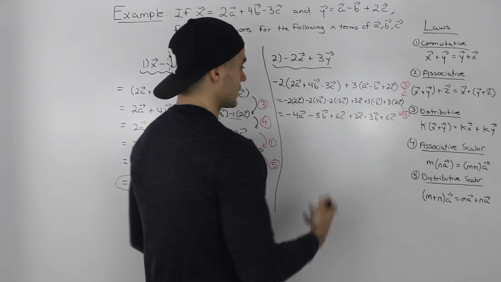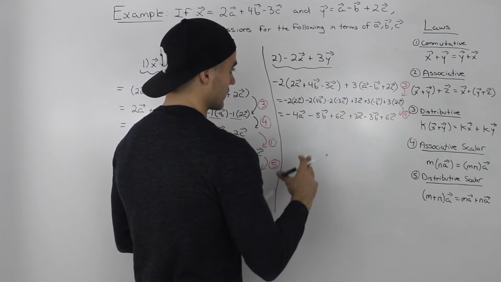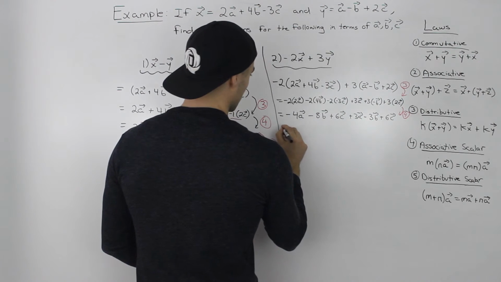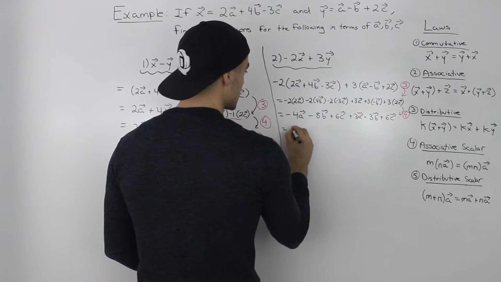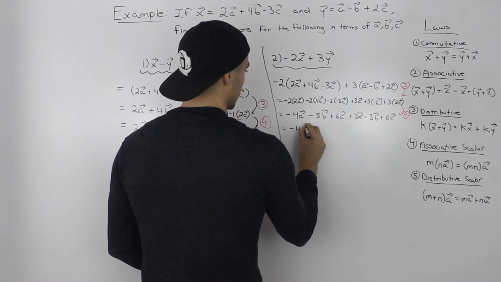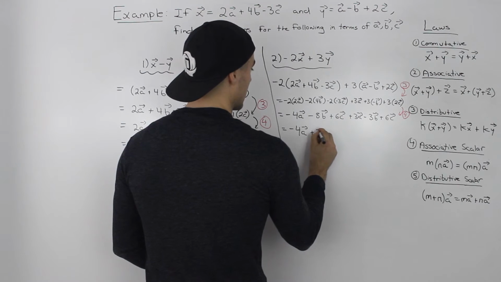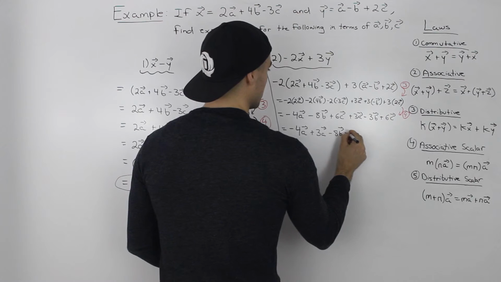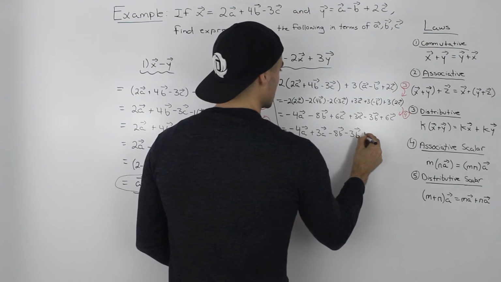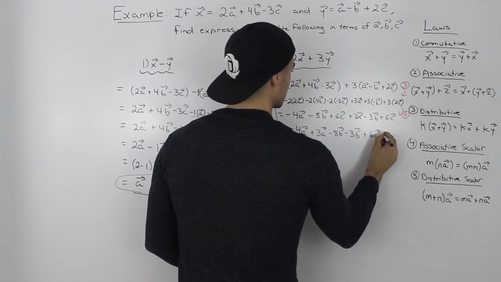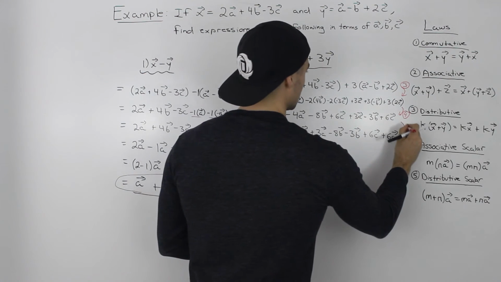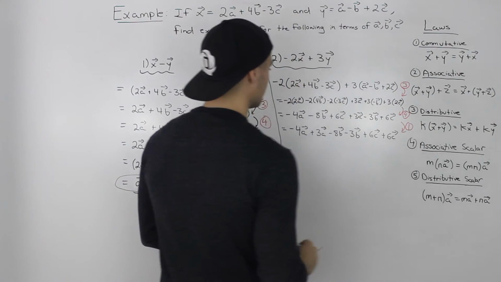And then I'm going to collect like terms, so put all the vector a, b, and c's together. So I'm going to use the commutative property. I'm going to just rearrange this. So negative 4a plus 3a minus 8b minus 3b plus 6c plus 6c. So I used law number 1 here.